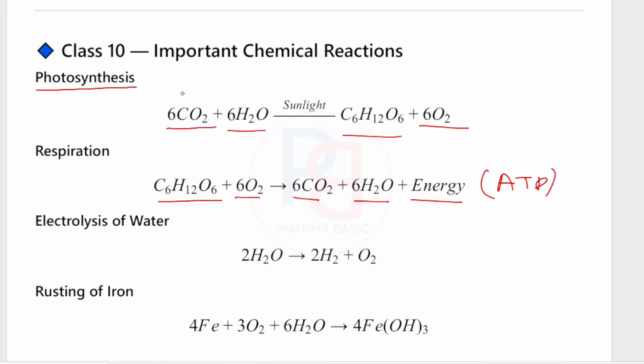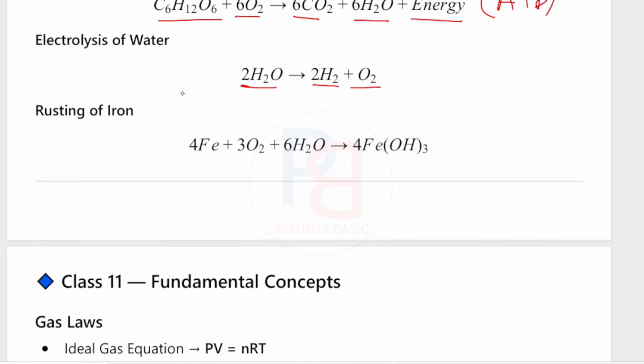Electrolysis of water. 2 moles of water, H2O, will produce 2 hydrogen molecules and 1 oxygen molecule. Rusting of iron. Fe is the iron. Rusting of iron takes place in the presence of oxygen and water. So in that condition, what will be produced? Fe(OH)3. This is the rust.